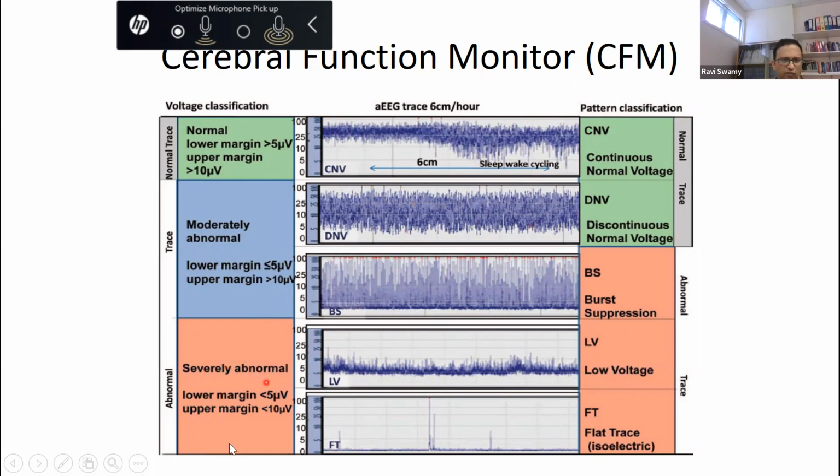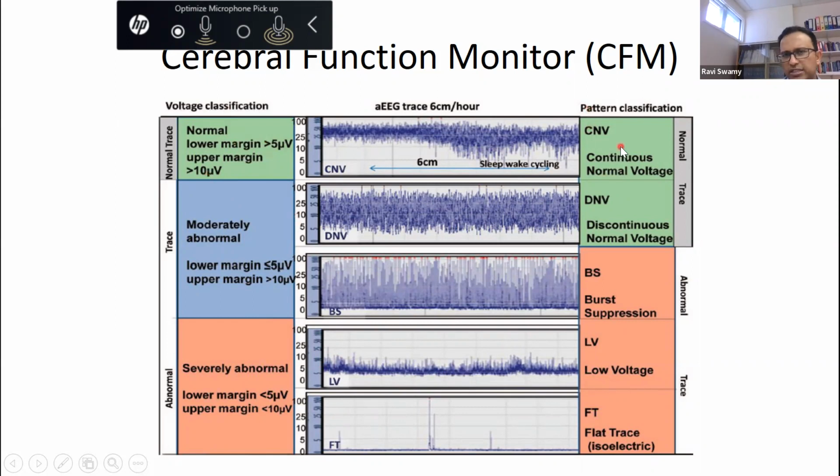And in severe, everything will fall down. So less than 5, less than 10. This is all above 5, above 10. Here, less than 5, above 10, because it has to give a broad band. Here, below 5, below 10. So you can see here, this trace is completely below 5, below 10. This one also below 5 and below 10. Whenever you see a flat trace, this is what we'll call the severe abnormal. So this is very easy to classify the CFM. Just remember 5 and 10.